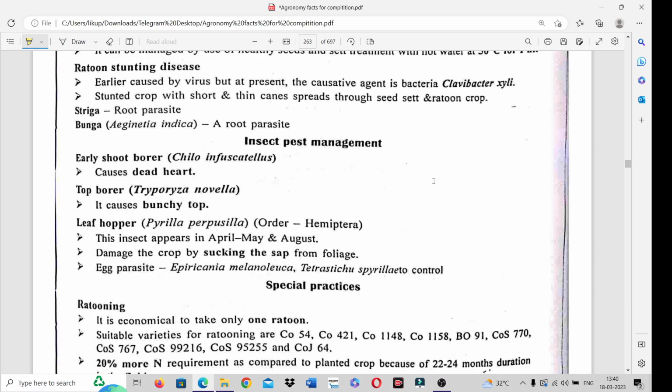Insect management. Early shoot borer causes dead heart. Top borer causes bunchy top. Shoot borer is dead heart.